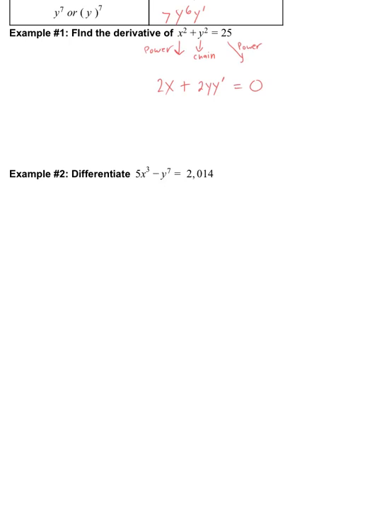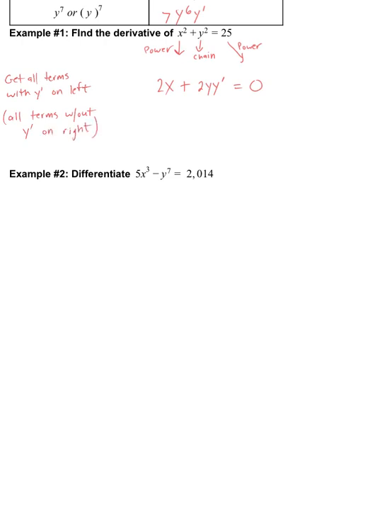Okay, the next thing we're going to do is we're going to get the term with y prime in it on the left. All right, so that's your next step. Get all terms with y prime on the left. All right, and then that means all terms without y prime will be on the right.